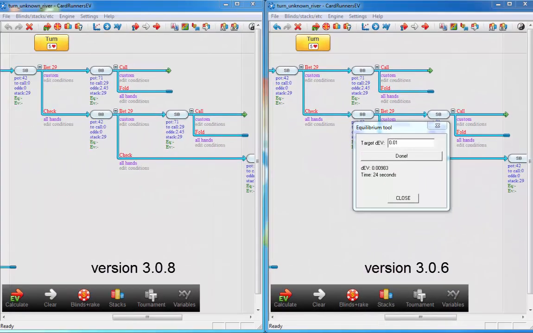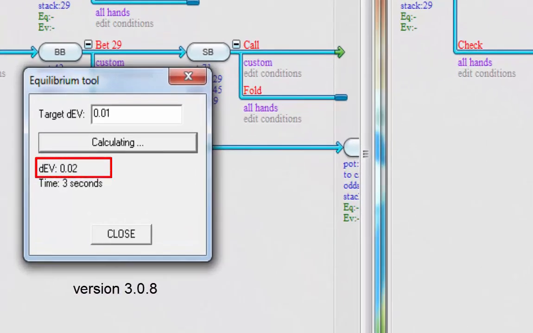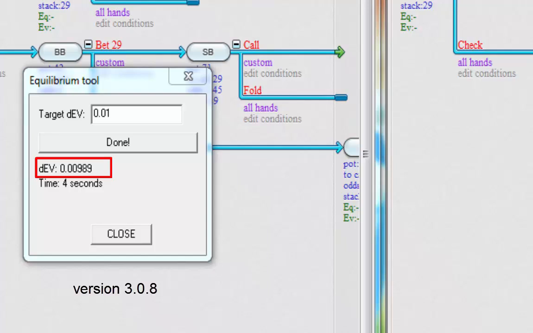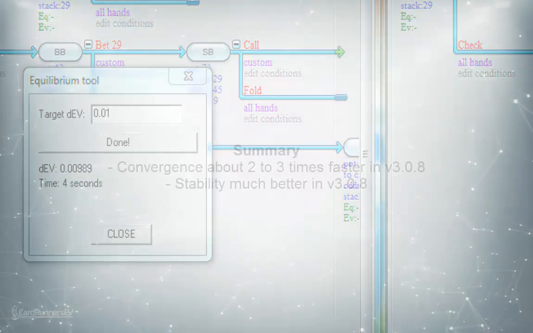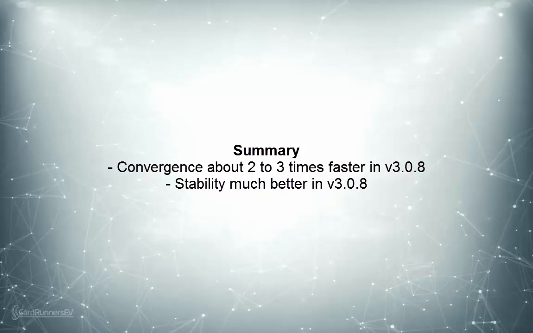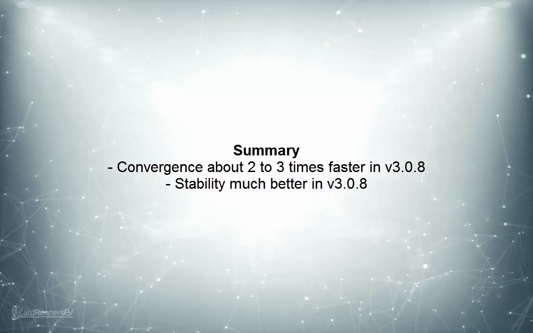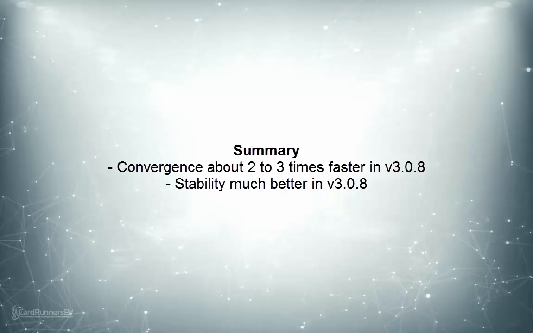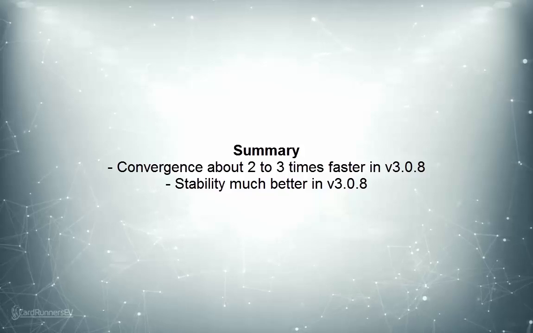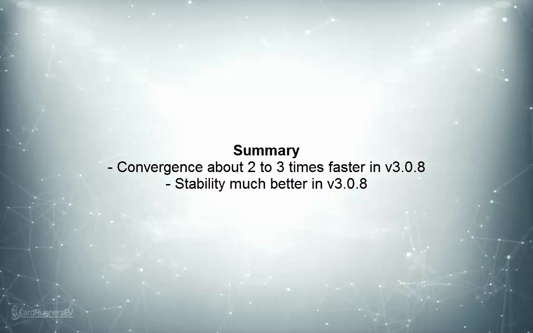The new version converges much more smoothly though. Let's just run it. And V3.08 only needs 4 seconds to converge here. So, in summary, in most spots V3.08 converges about 2-3 times faster than the previous version. Also, the solver now shows much more stability in spots where previously it had problems converging.